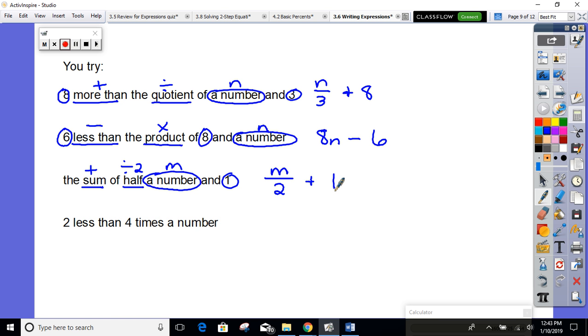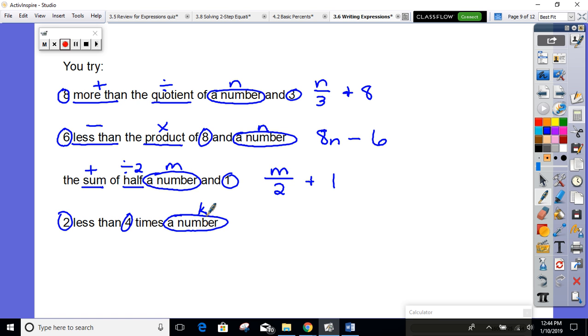Okay, last one. 2 less than 4 times the number. Kendra, what are our numbers in this problem? 2 and 4. Anything else? Look at what we did for these ones. We always circled usually 3 things. What else did we circle that wasn't actually a number, but it kind of was a number? Yeah, the word a number. What letter do you want to use to represent a number? K, okay. K for Kendra.